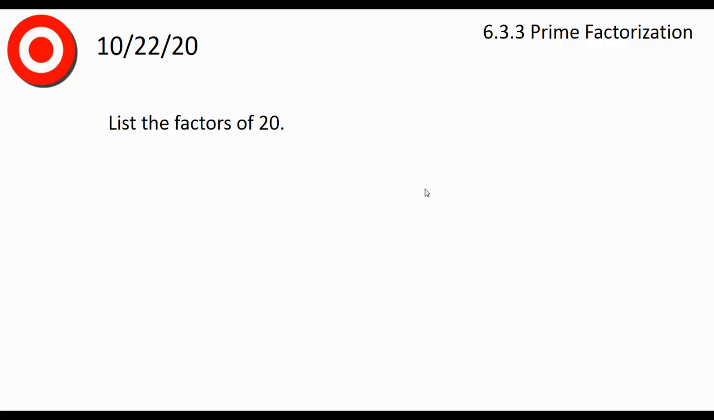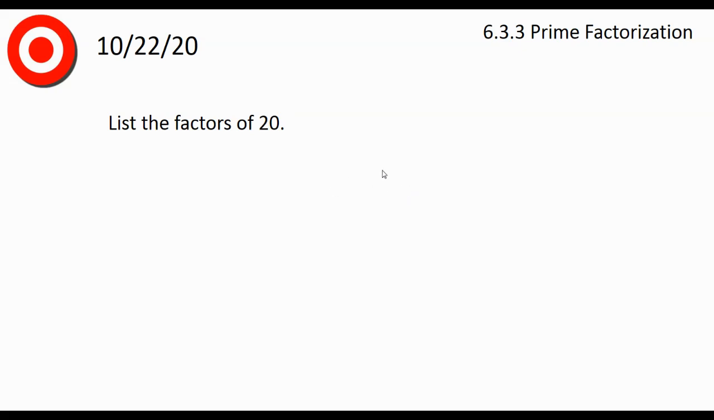So we're going to talk about prime factorization today. And if we're going to talk about prime factorization, one of the things we need to understand first is what is a factor. So factors are two numbers that can be multiplied together to give us whatever number we're trying to find. So for example, if we're talking about the factors of 20, we're thinking, what can we multiply together to give us 20?